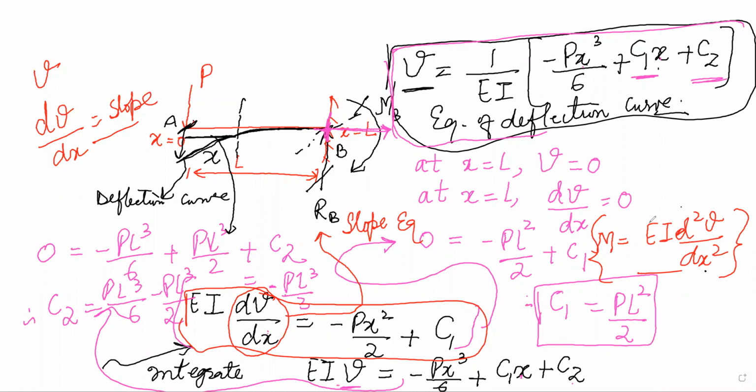Now the question is how this equation is derived. So we will be deriving this equation, and then we will return to the cantilever beam and other types of beams to obtain the equations of these deflection curves.